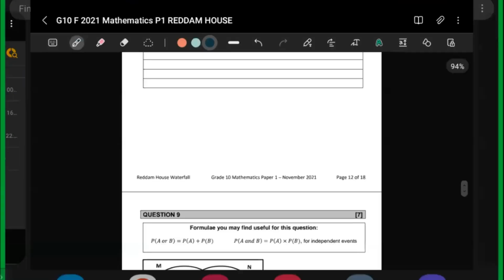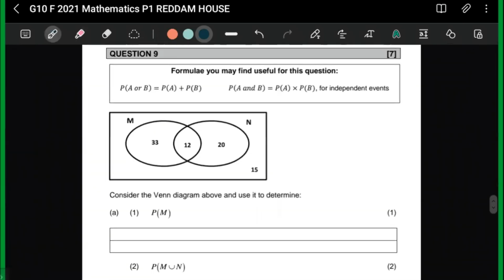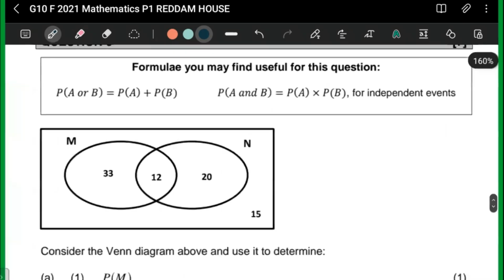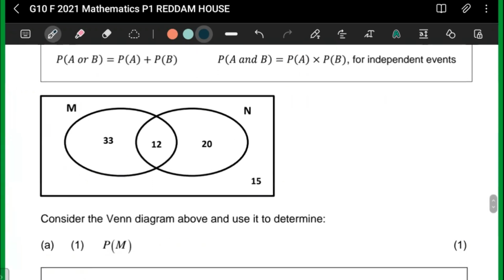Let us move on. Question number 9. Here we are. It says here, they're giving us formulas, which is nice. They also give you these formulas in grade 12. So only, no, they don't. They only give you the addition rule. But this formula here, I mean, this is just universal. This one is specifically for independent events. But they said, formula you may find useful for this question.